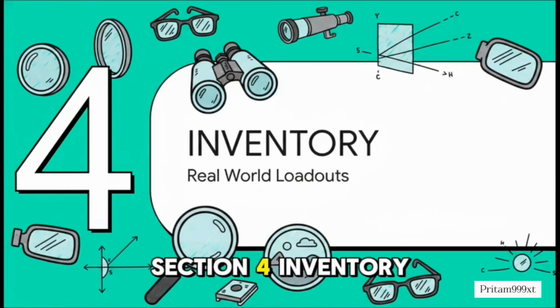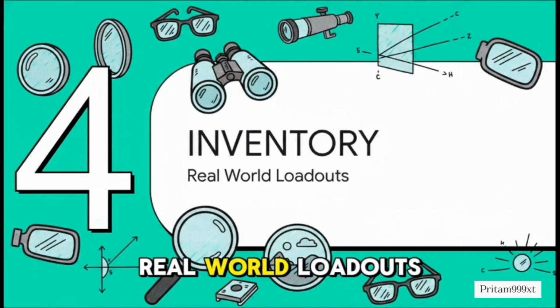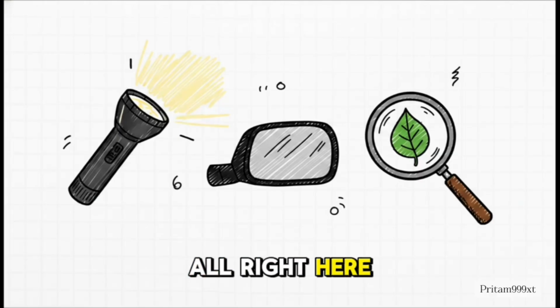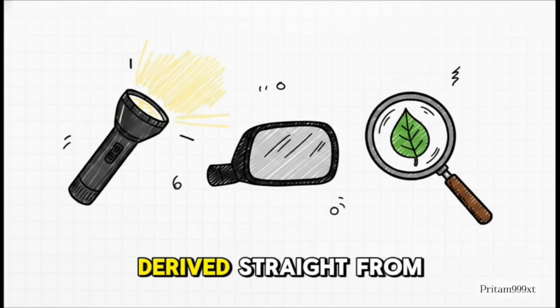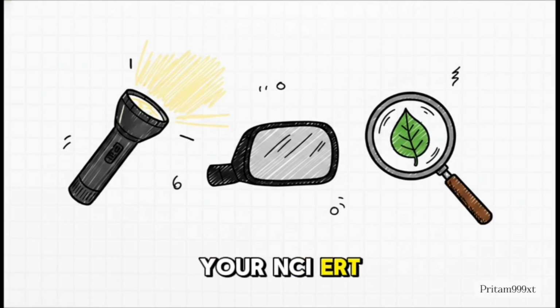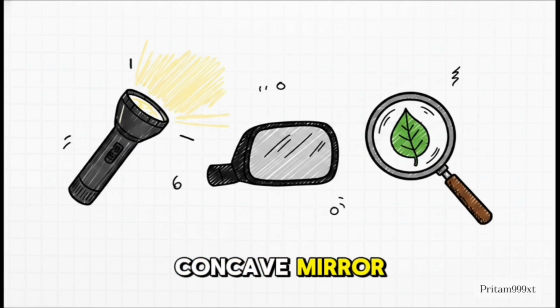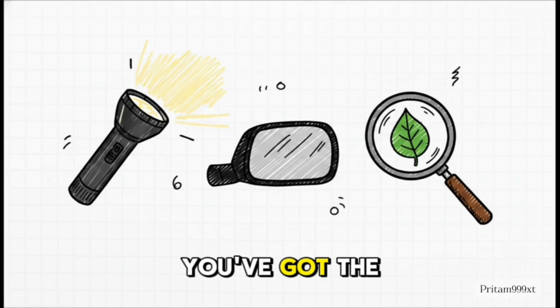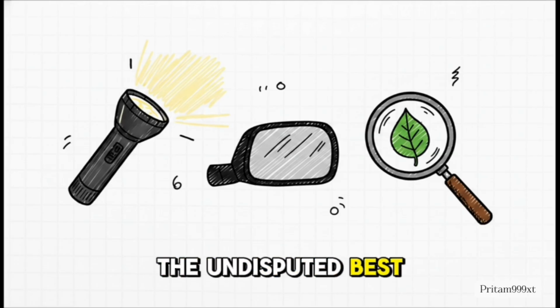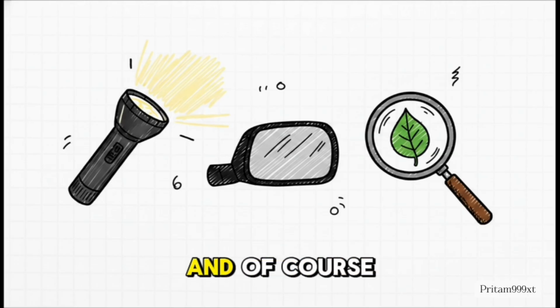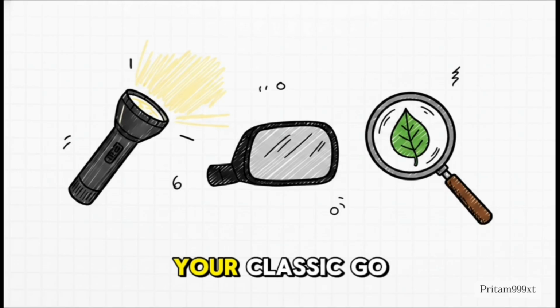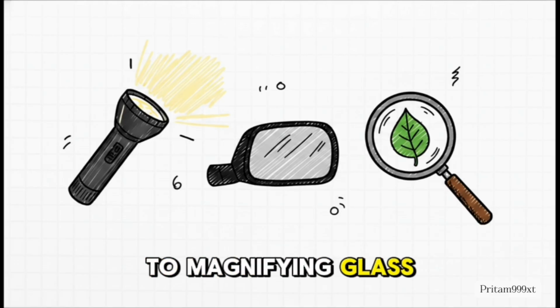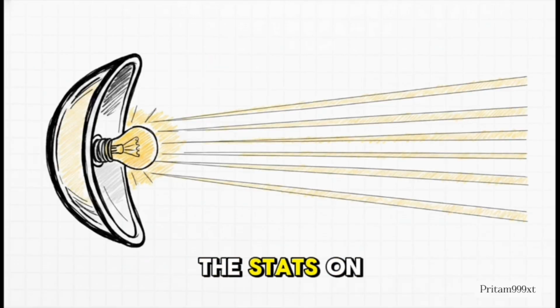Section 4. Inventory? Real-world loadouts. All right, here is your optimized player loadout derived straight from your NCERT solutions. You've got the concave mirror, which is your absolute primary tool for car headlights and torches. You've got the convex mirror, the undisputed best choice for rear-view vehicle mirrors. And of course, you've got the convex lens, your classic go-to magnifying glass. Let's break down the stats on these.